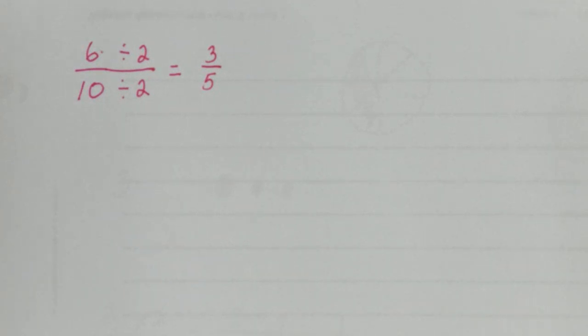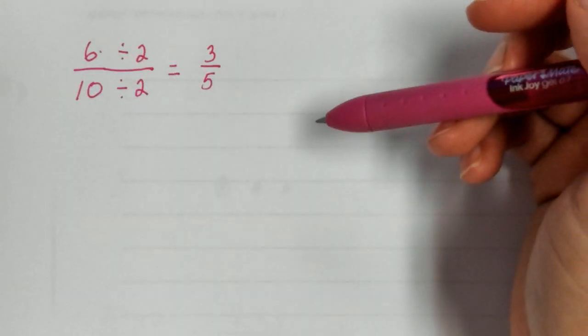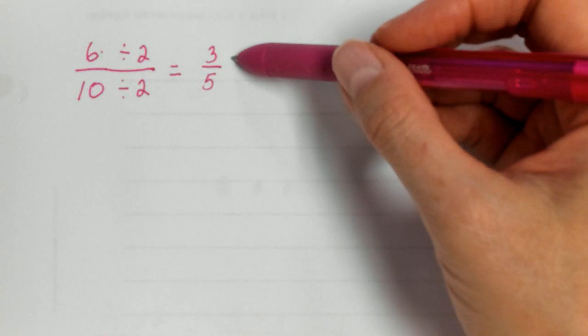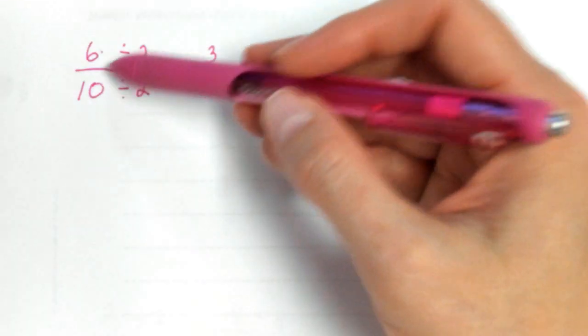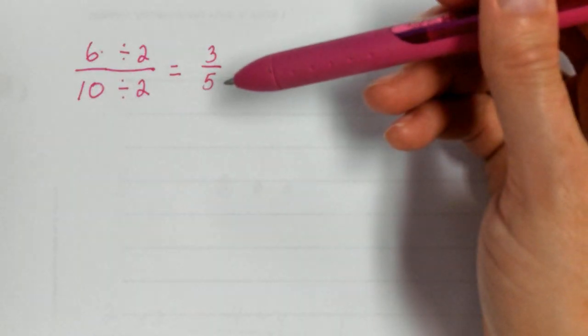All right. Is there any other number that I can divide both 3 and 5 by? 3 and 5 are both prime numbers, aren't they? So this is simplest form. So I have simplified 6/10 to 3/5. Are 3/5 and 6/10 equivalent fractions?